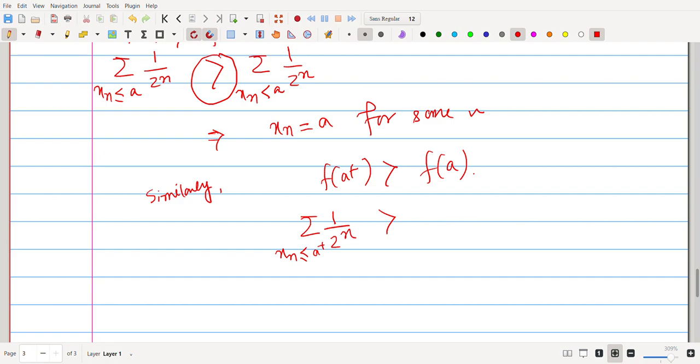I'm choosing a plus, which means any real number that is greater than a. Here we need to find some epsilon so that this happens, right? So from here we can conclude that xn must be a for some n. Why? Because here you are taking the interval from a to a plus epsilon, which you are denoting by a plus.